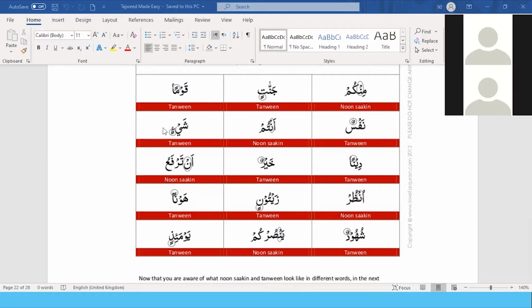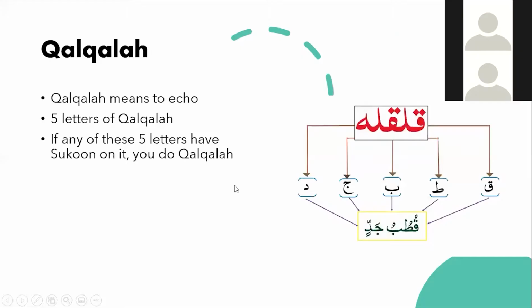Right, what we'll do is share my other screen again and move on to the next bit. Now we're looking at the rule called qalqala. Basically it's the echo rule. There are 5 letters of qalqala: qaf, ta, ba, jim, dal. The rule is if any of these 5 letters have sukoon on it, you have to do qalqala.